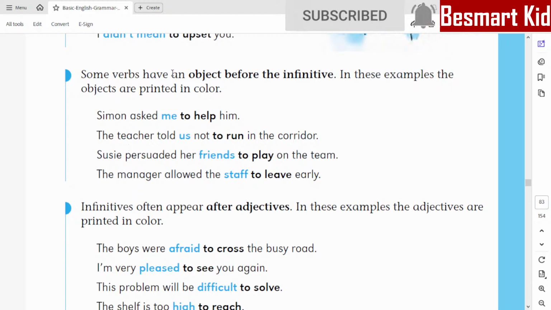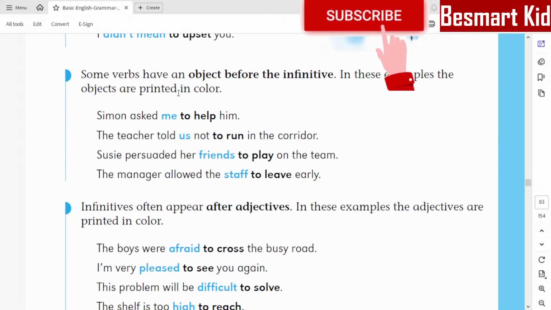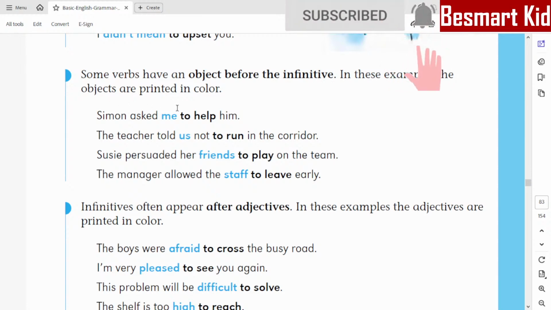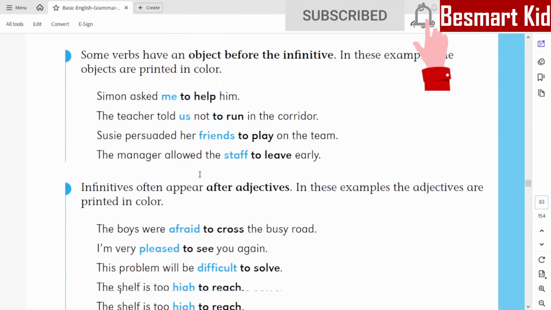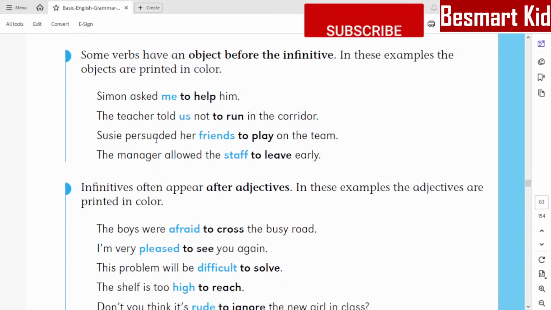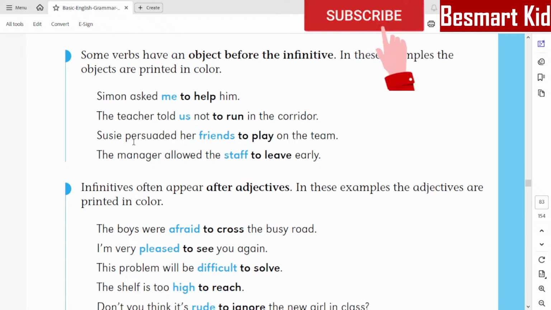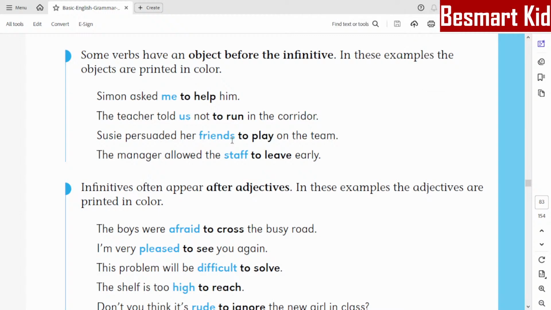Some verbs have an object before the infinitive. In these examples, the objects are printed in color. Simon asked me to help him. The teacher taught us not to run in the corridor. Susie persuaded her friends to play on the team. The manager allowed the staff to leave early.